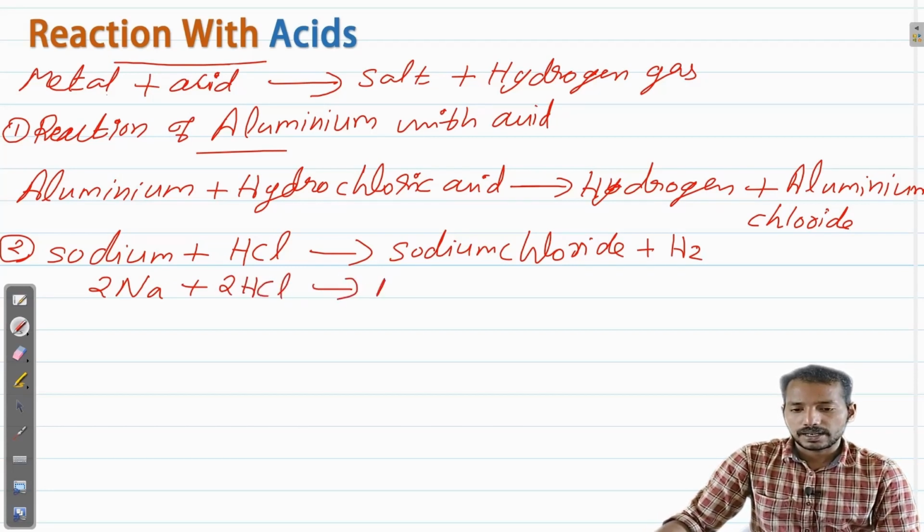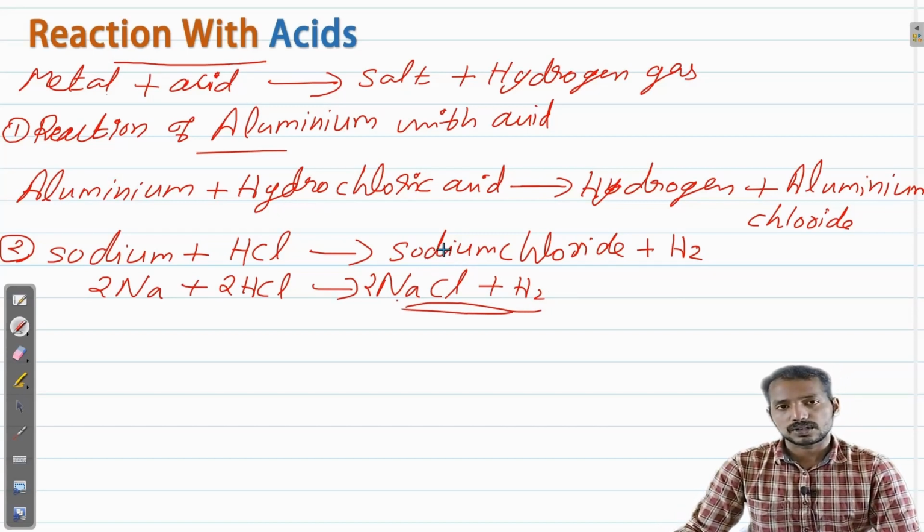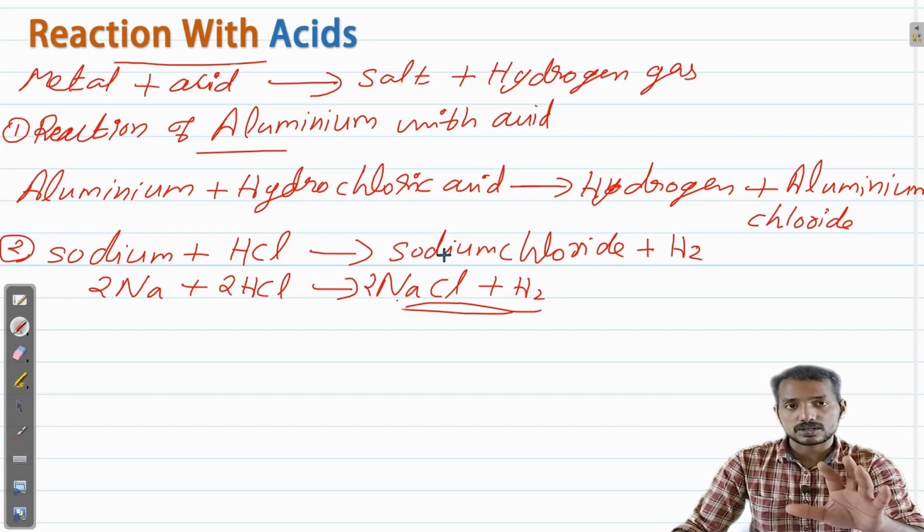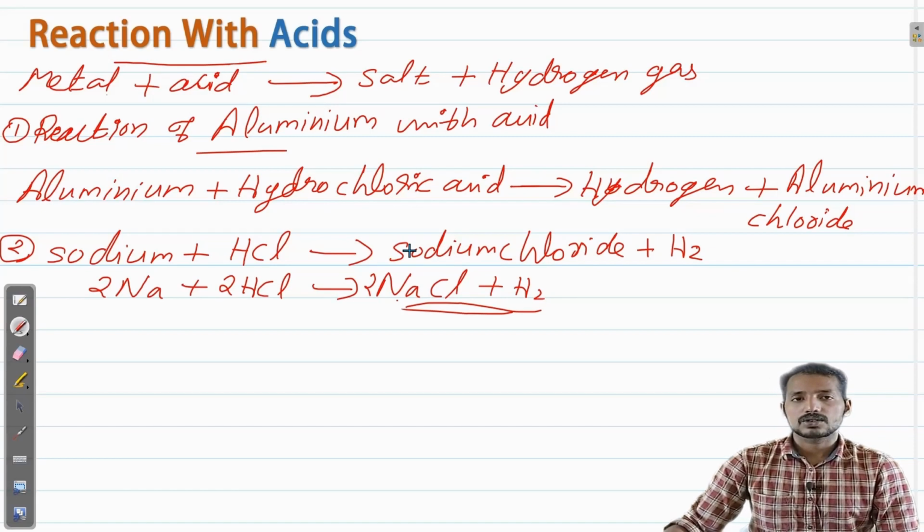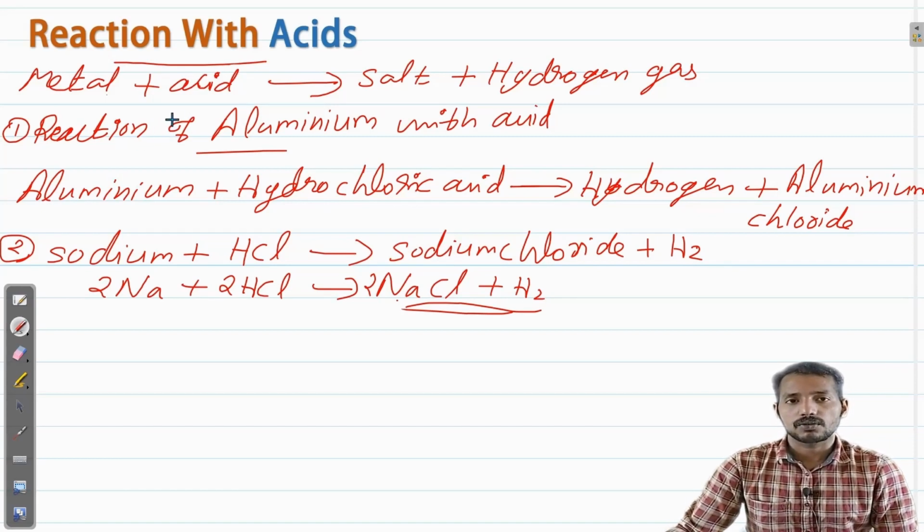gives 2NaCl, sodium chloride, plus H2. This is the reaction. NaCl is the symbol for sodium chloride. So that is a salt, the common salt that we are using. Clear? So this is all about a reaction of metals with the acids.